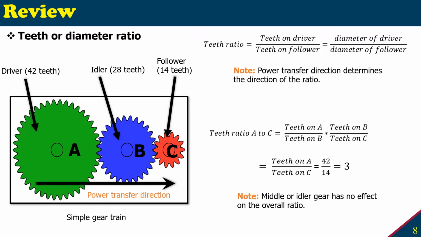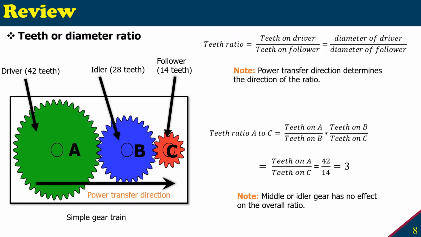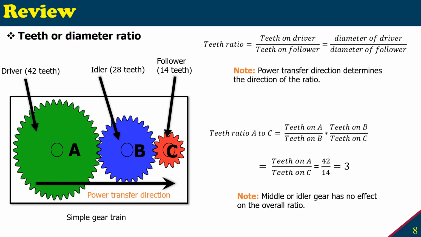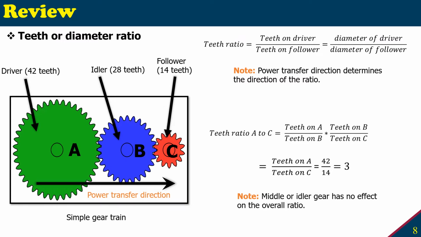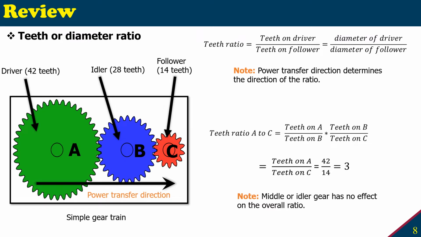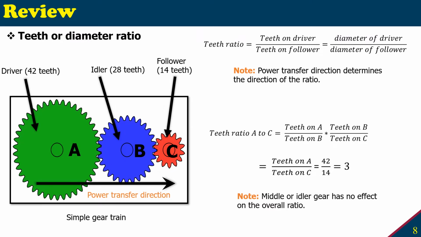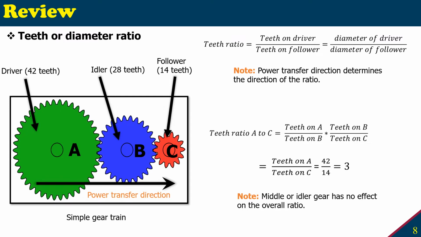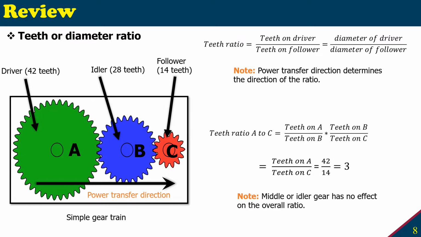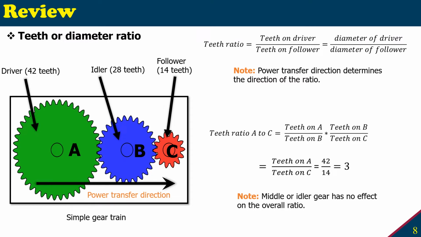Now we will learn how to determine the teeth or diameter ratio. The teeth ratio is the ratio of the teeth on the driver over teeth on the follower. It is also the same if you take the ratio of the diameter of the driver over the diameter of the follower, because the number of teeth on a gear depends on the diameter. And since between meshing gears the teeth size is the same, the ratio will be the same.